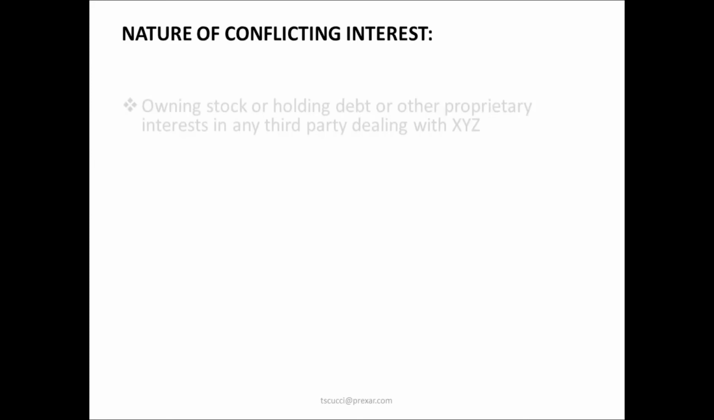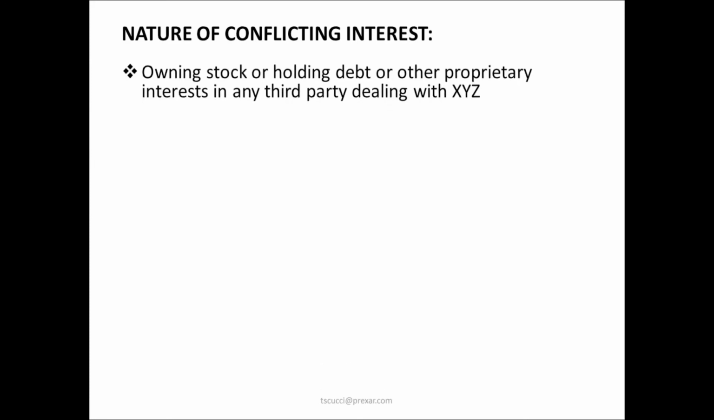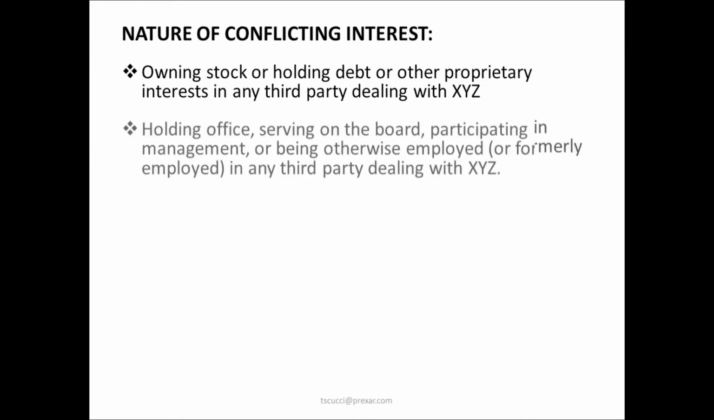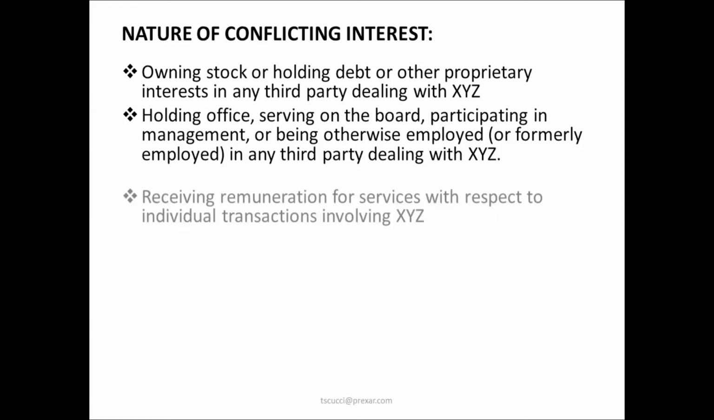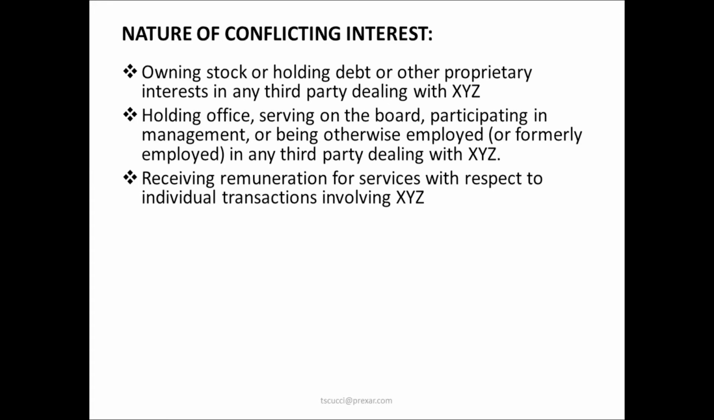The nature of conflicting interests. So owning stock or holding debt and other proprietary interests of the third party dealing with the organization. Holding office, serving on the board, participating in management, or being otherwise employed in any third party dealing. These are all examples of where you can get into trouble. Receiving remuneration for service with respect to individual transactions involving the agency. So if you were a board member and you owned a restaurant, that would fit that category as well.